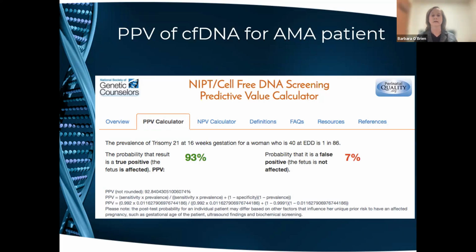So this gives us the positive predictive value of a woman who is 40 at EDD. It says the prevalence of trisomy 21 at 16 weeks gestation for a woman who is 40 at EDD is 1 in 86. So the probability that the result is a true positive, so that the fetus is affected, or the positive predictive value, is 93% in a 40-year-old. And the probability that there's a false positive and the fetus is not affected is 7%. Okay, so that's a 40-year-old. Next slide.